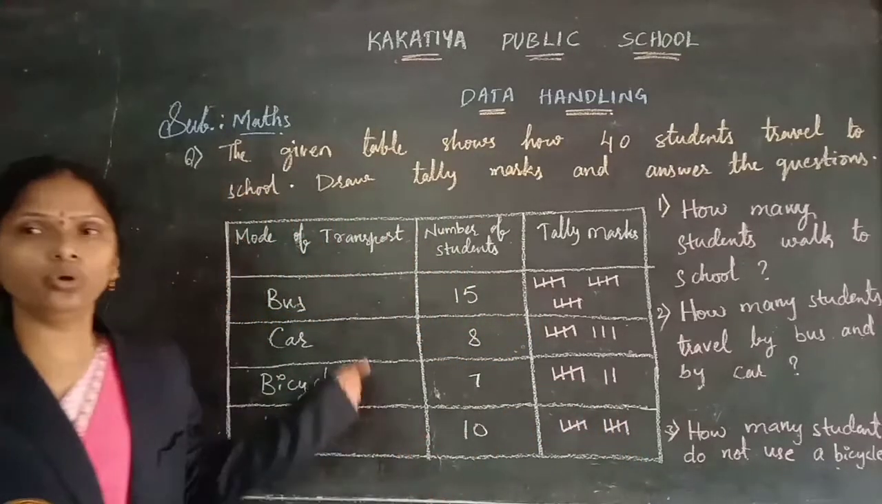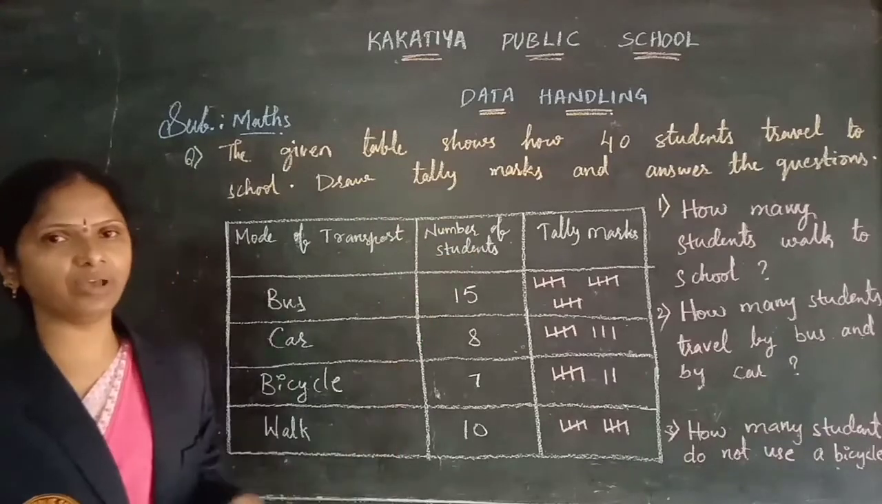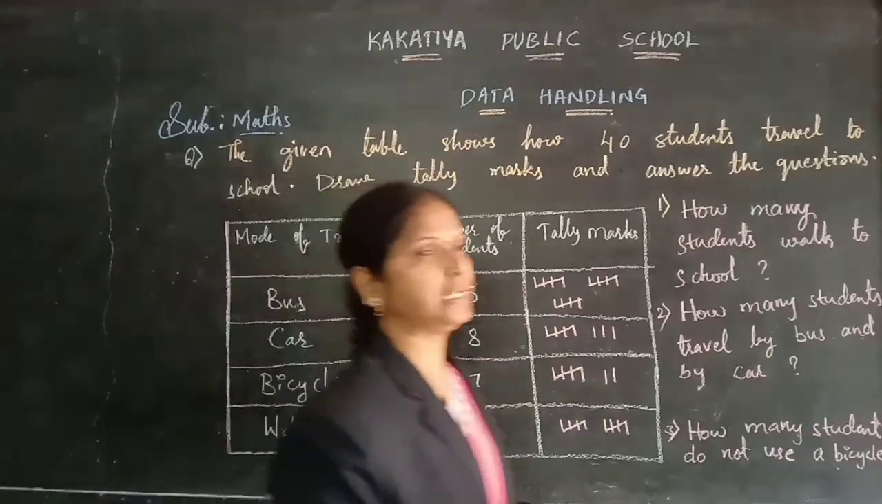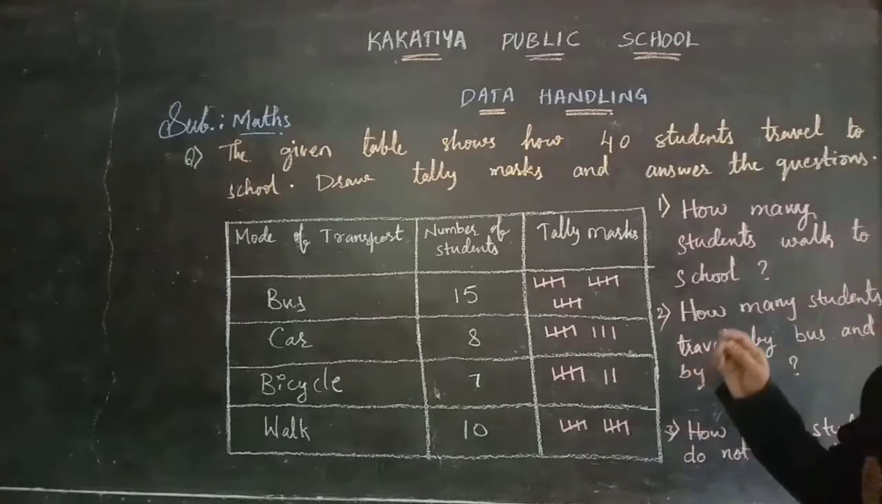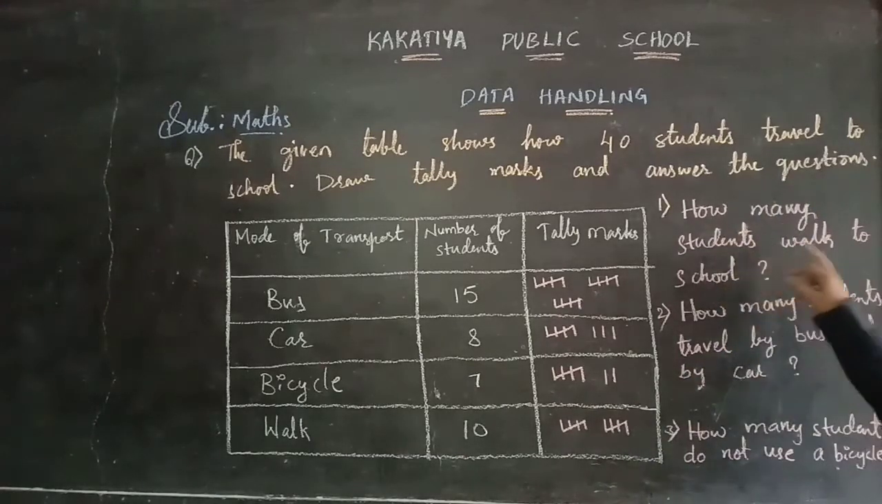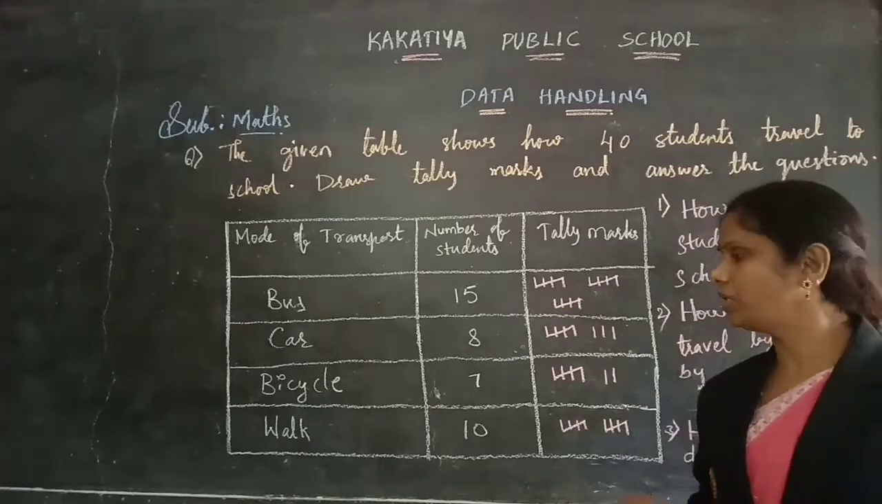This is the way to show the tally marks, children, for the given numbers. Come on, let's answer the given questions. See, what are the questions here? How many students walk to school? How many children are walking here?